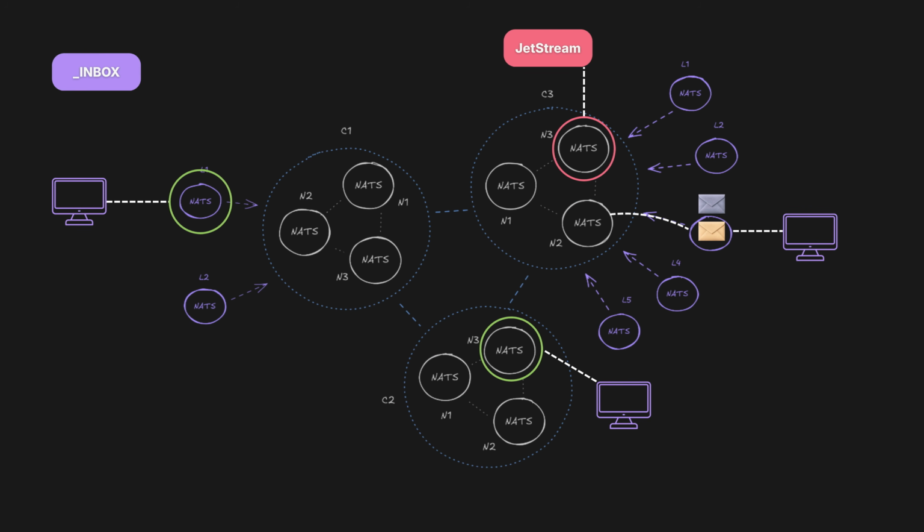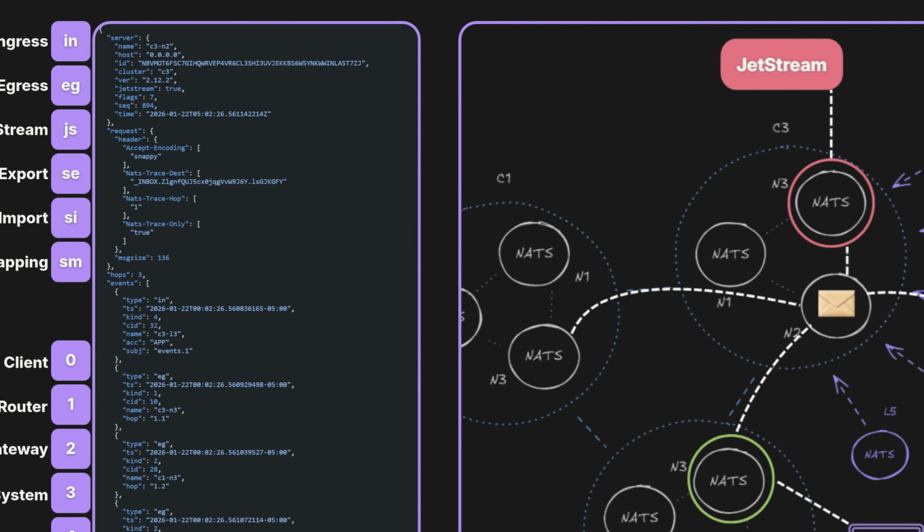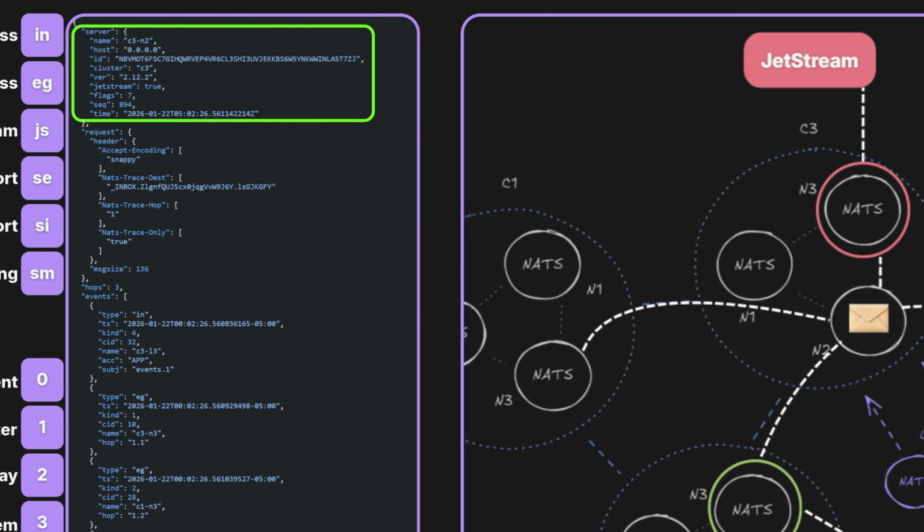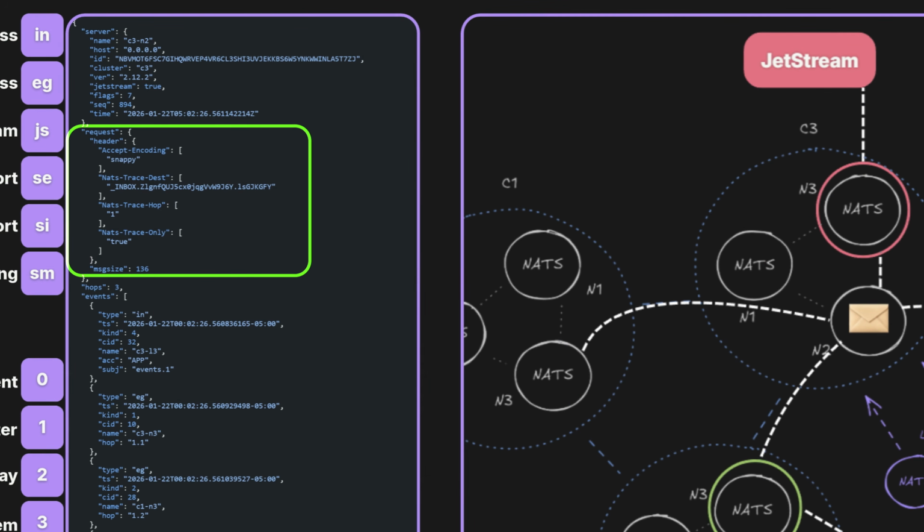Now that trace message is sent off to our inbox, and the original trace message travels to the next node, server C3N2 in our C3 cluster. And this server sends another trace message to our temporary trace inbox subject. All right, now let's examine this one. You can see this is the C3N2 server that our last message had an egress event to, and it's part of the C3 cluster. Let's check out the request.